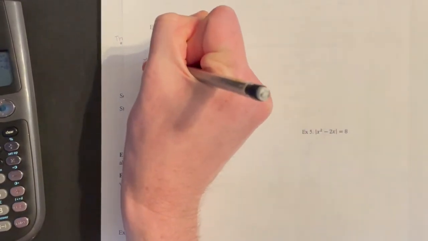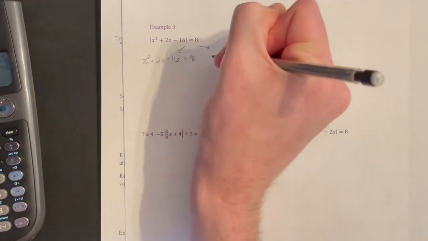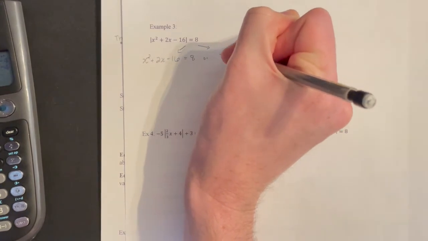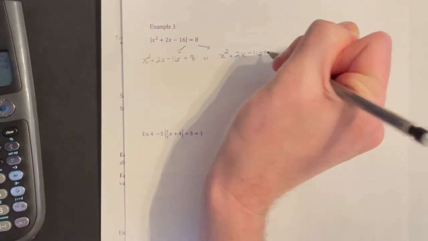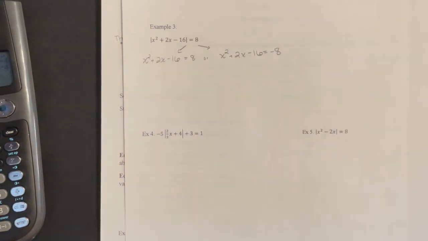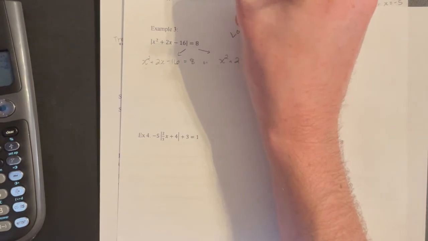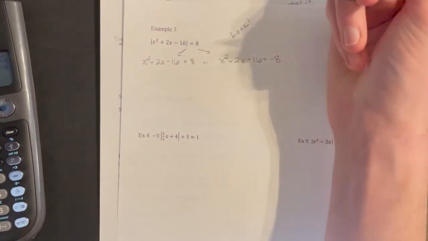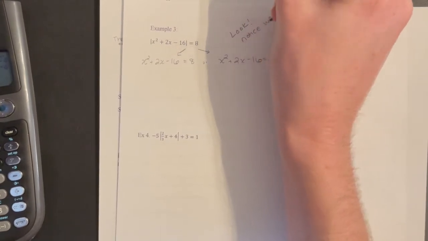X squared plus 2x minus 16 equals 8, or x squared plus 2x minus 16 is equal to negative 8. So just kind of pay attention. And so look, all right, we have a quadratic. So notice we have quadratics.